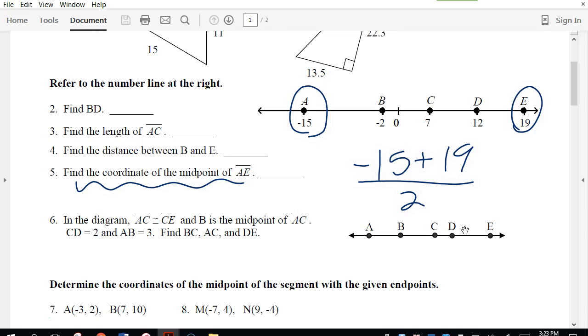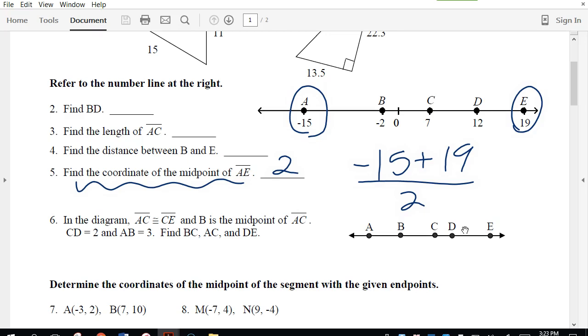So -15 plus 19 is 4, divided by 2 is 2. The answer is 2. The coordinate is 2. Did I find distance? No. I didn't find the distance and divide it by 2. I just added the coordinates up and divided by 2.